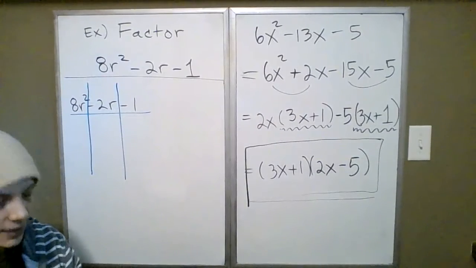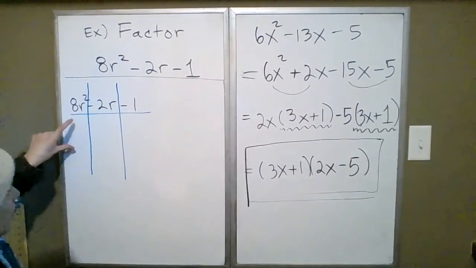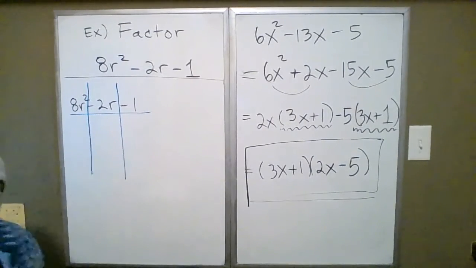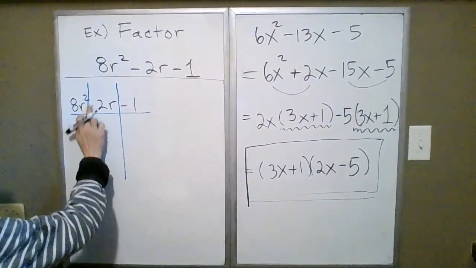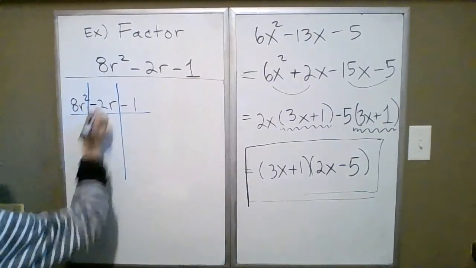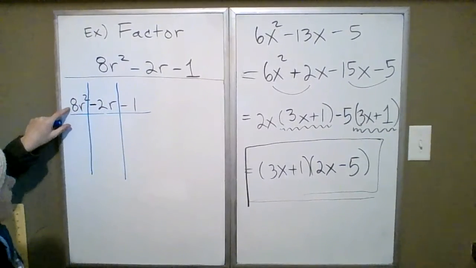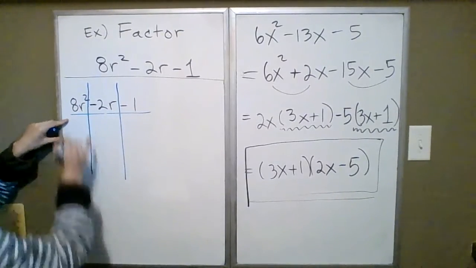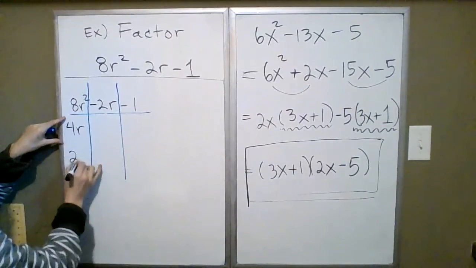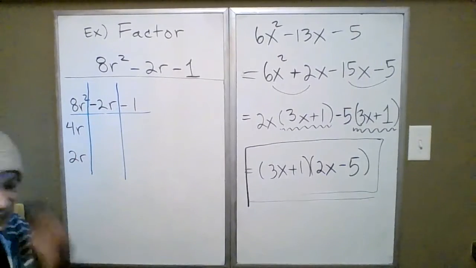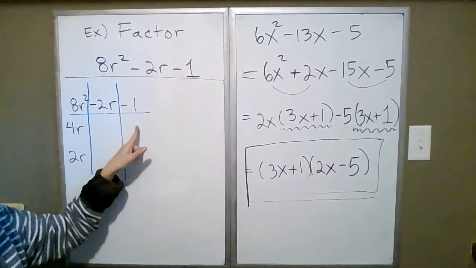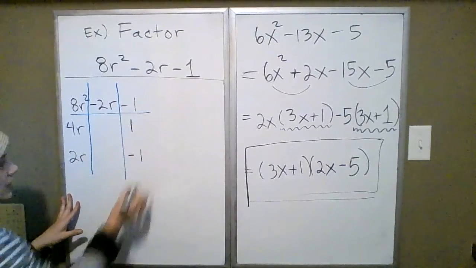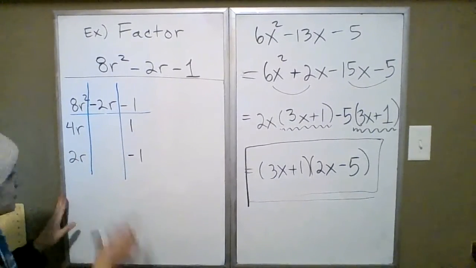Okay, for this guess and check style, you find two numbers that multiply to 8r squared and two numbers that multiply to negative 1. So I think I'm going to go with 4r times 2r would be 8r squared. On the other side, we need 1 times negative 1. I'm going to try just the positive 1 and the negative 1 here. That's my first guess.